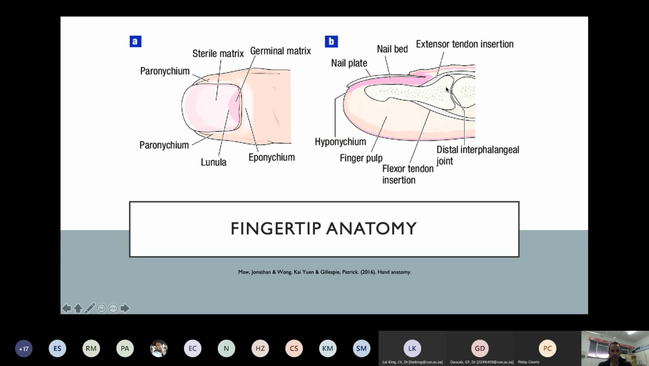On the lateral aspect, you can see the distal phalanx is right underneath that nail. We have the germinal matrix and the sterile matrix. If you have to suture a nail bed laceration, remember you need to align the nail bed properly so that the patient doesn't have deformed nails for posterity. The extensor tendon insertion and the flexor tendon insertion are quite close by to that nail, so with nail avulsions and distal phalanx fractures, there can be associated tendon injuries as well.